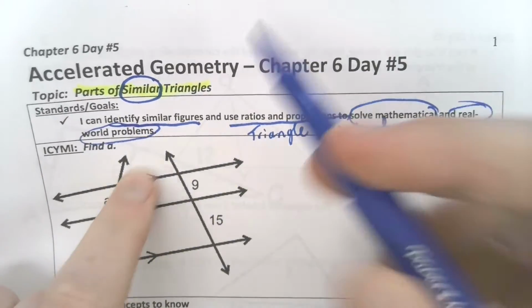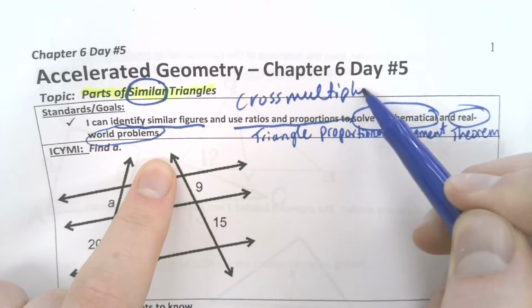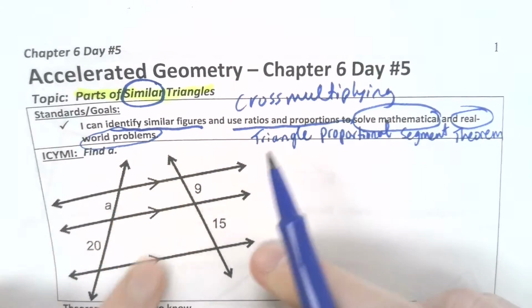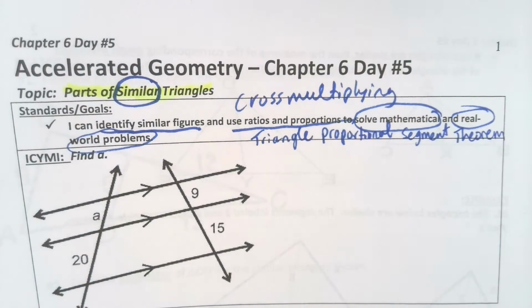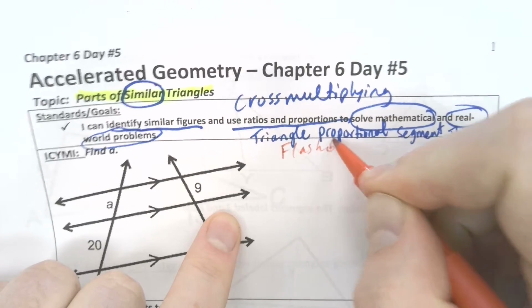In other words, we're going to be doing a lot of cross multiplying today, setting up two fractions equal to each other and cross multiplying. But real quick, it is Friday. Let's do a quick flashback Friday.